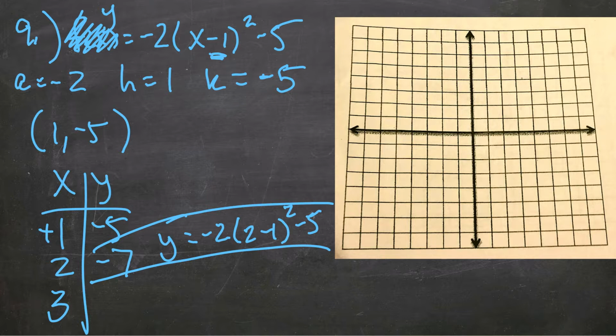Now I'm going to plug in 3. I get y equals negative 2, and then 3 minus 1 squared minus 5. 3 minus 1 is 2. 2 squared is 4. 4 times negative 2 is negative 8 minus 5. I get negative 13. So here I'm going to have to change my scales to go by 2.